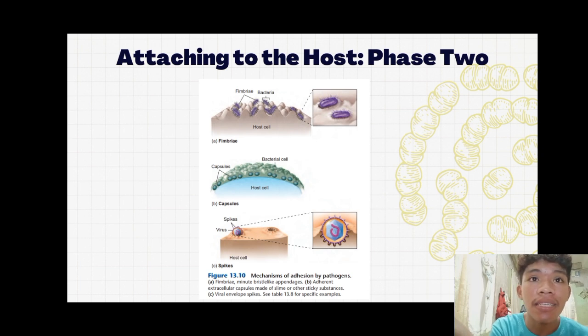And the last one is the spikes. Viruses attach to the host cells using spikes on their outer surface. These spikes fit into specific receptors on the host cell, like a key fitting into a lock. The image shows the viral spikes binding to the host cell. The figure demonstrates the different mechanisms pathogens use to firmly attach themselves to host cells, a crucial step in infection.